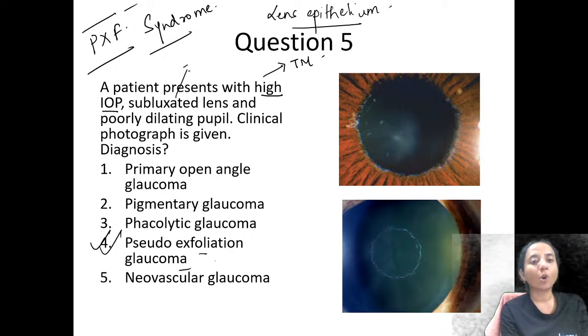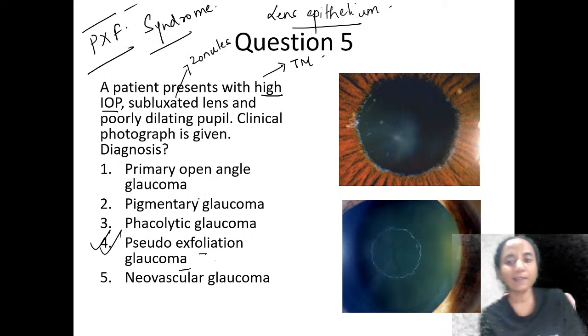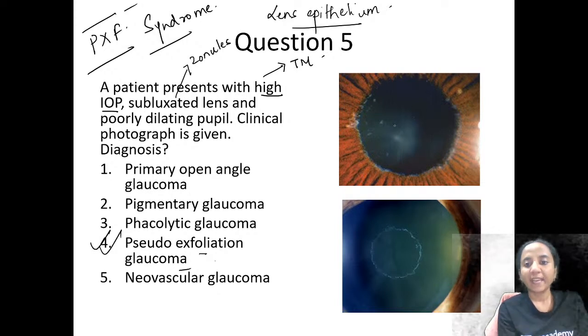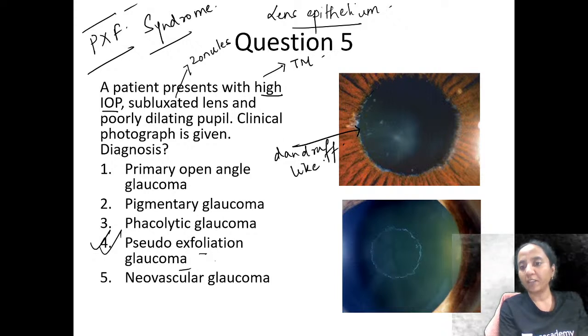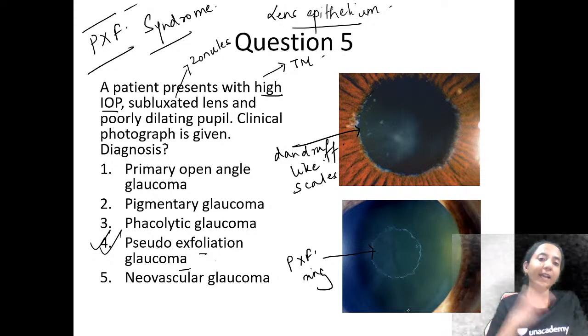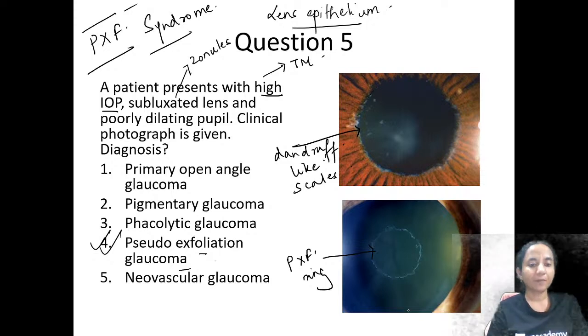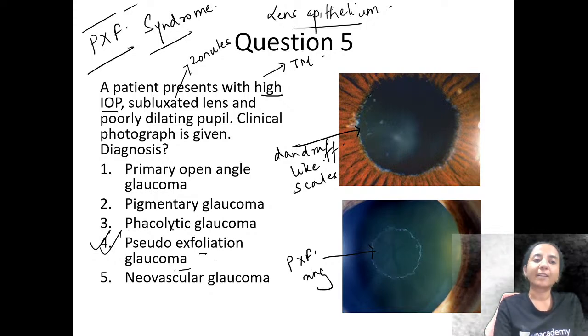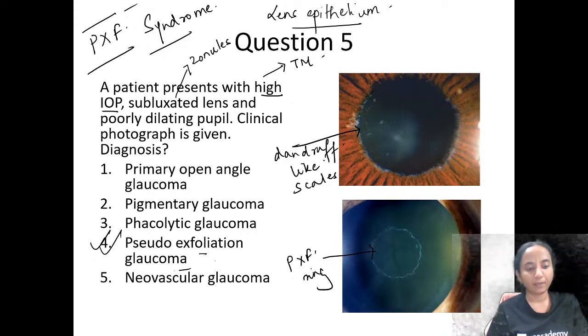It gets deposited in the zonules, in the ciliary zonules, and as a result, it can give rise to subluxation of the lens. It gets deposited in the pupillary margin like this. See, you get these white dandruff-like scales at the pupillary margin. And you can also get the same deposition on the anterior lens capsule to form this PXF ring. So these dandruff-like scales at the pupillary margin, this PXF ring on the anterior lens capsule, lens subluxation and high intraocular pressure, all this constitutes your PXF syndrome. So this pseudo exfoliation glaucoma is actually a part of this PXF syndrome.